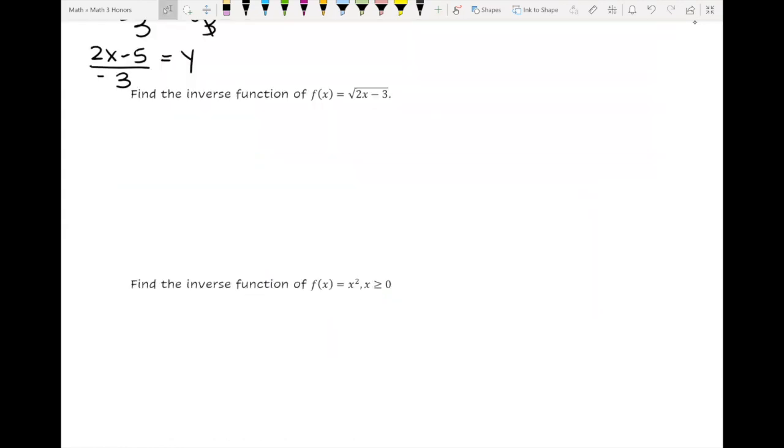Next one, again, we're going to do the horizontal line test to make sure that this actually has an inverse function. And if you're having a hard time graphing this, you can put it on your graphing calculator, you can put it in Desmos or GeoGebra. I'm going to show you guys on Desmos.